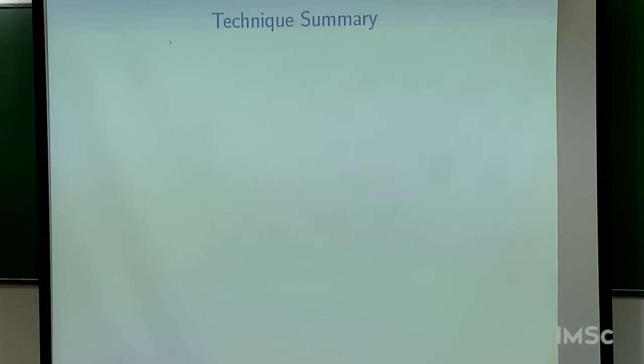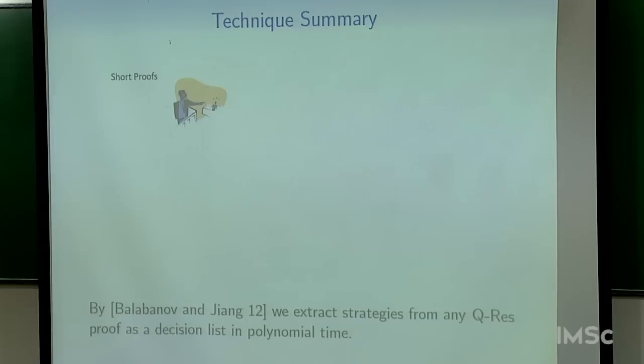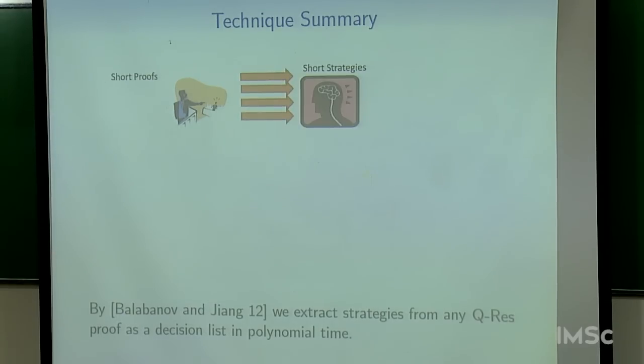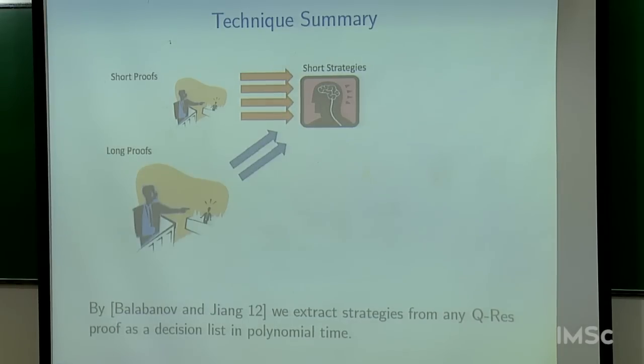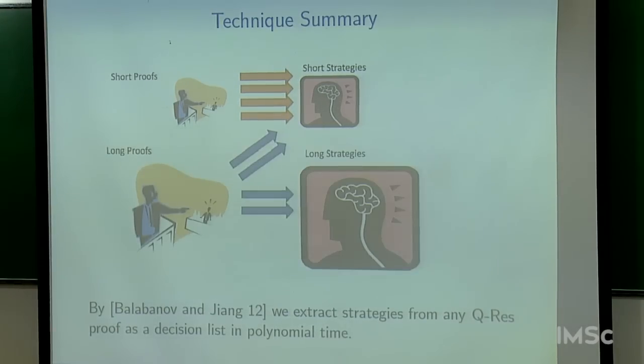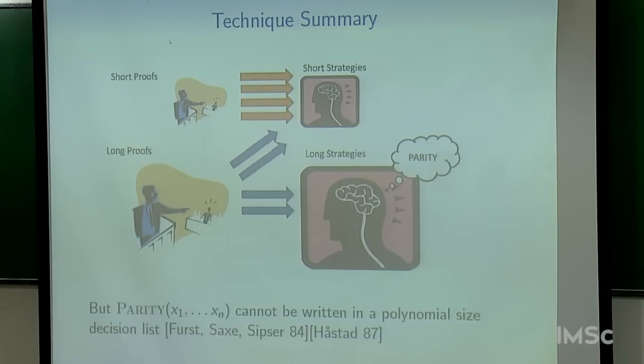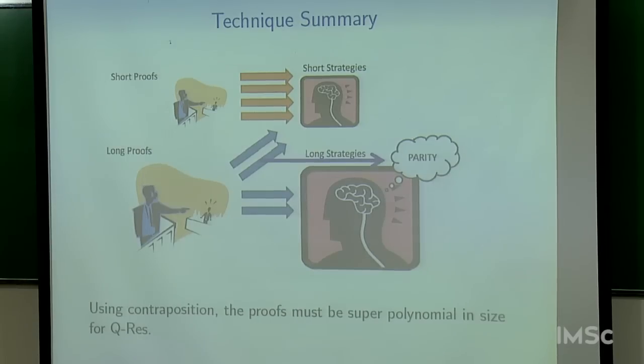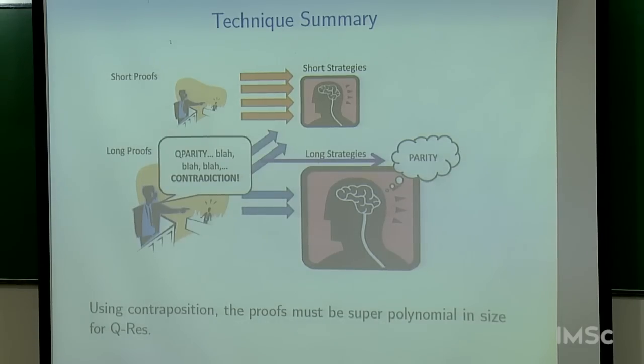If you got a bit lost in that, here's the summary of what happens. We know that we can extract decision list strategies in polynomial time. So short proofs will always give us short strategies. Long proofs could give us short strategies or long strategies. However, we know that parity cannot be represented in AC0 in polynomial size. In fact, it's exponential size. So these are long strategies, and so Q parity must have long proofs.